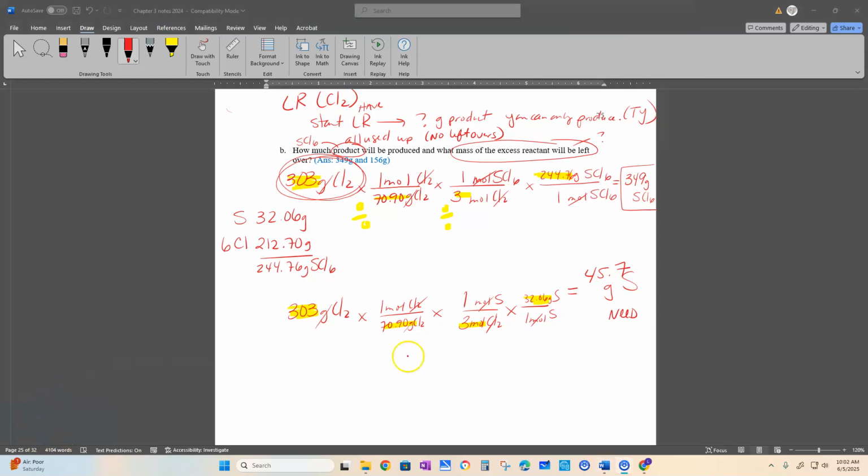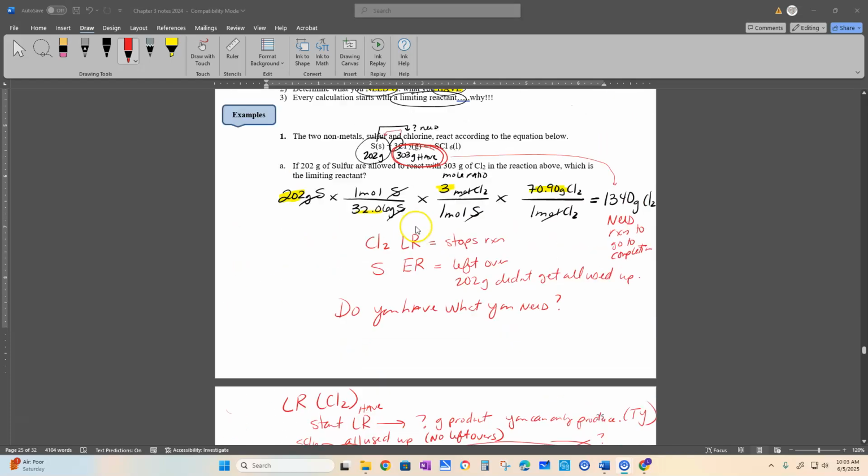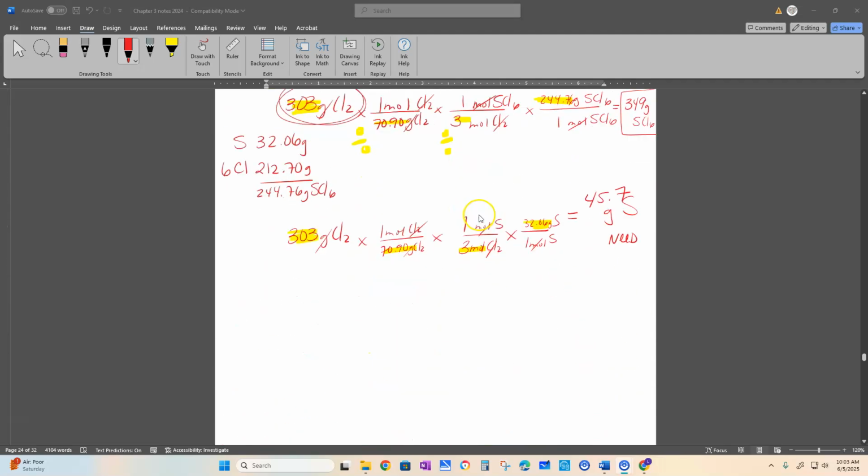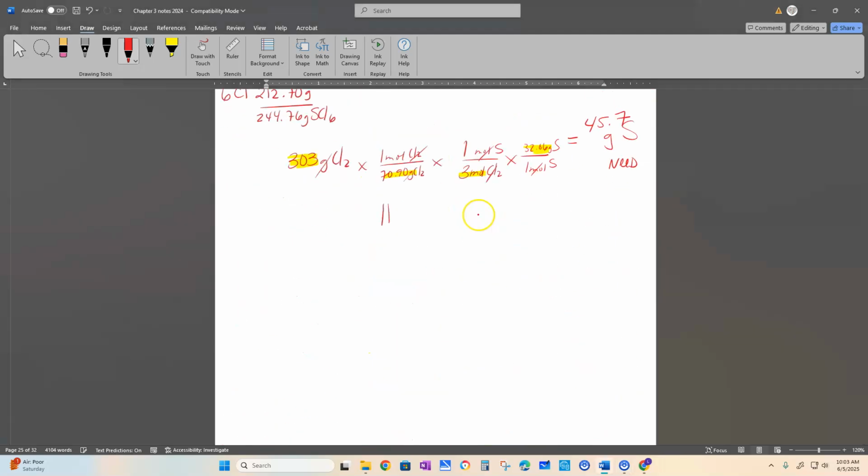All right, so now that we know what we need, so what is actually left over? So let's look back at the story. So we were given 202 grams. So remember, that's what you have. So what you have is 202 grams of sulfur, but I only need to make this reaction complete 45.7 grams.